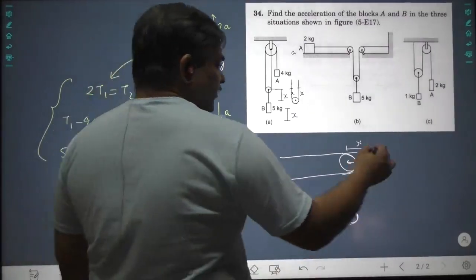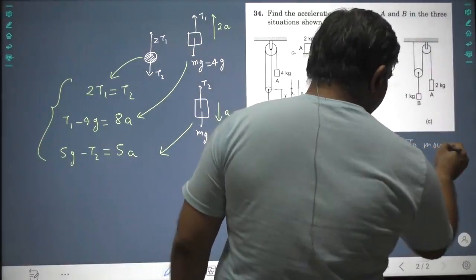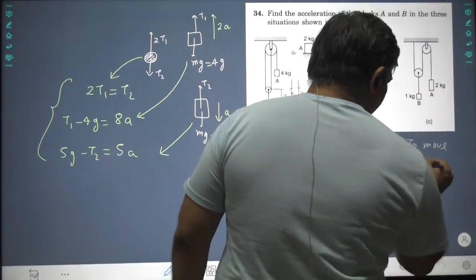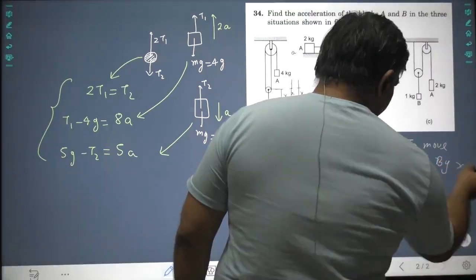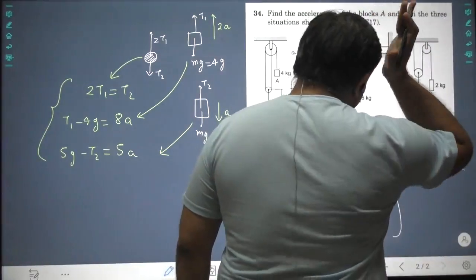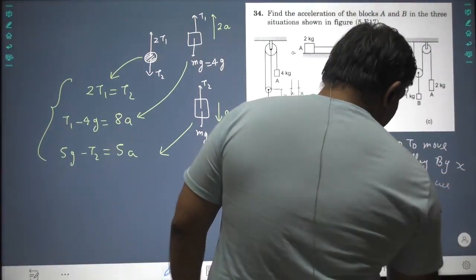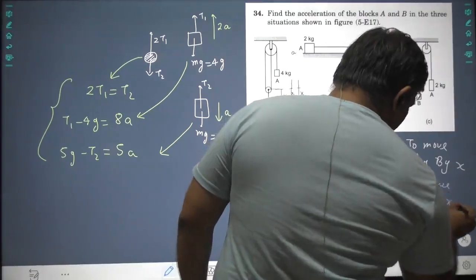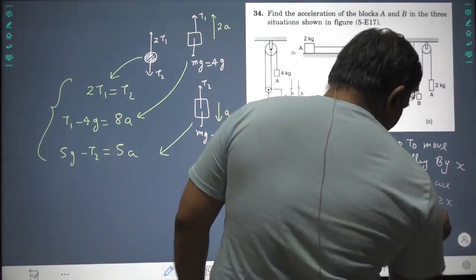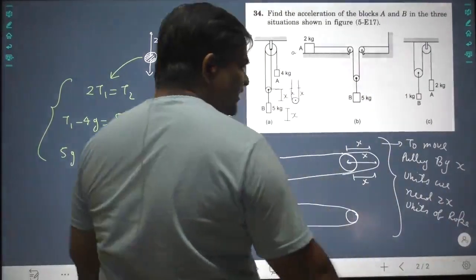So in such situations, to move a pulley by x units, understand, apply the whole brain. To move the pulley by x units, we need 2x units of rope. Is this thing clear?